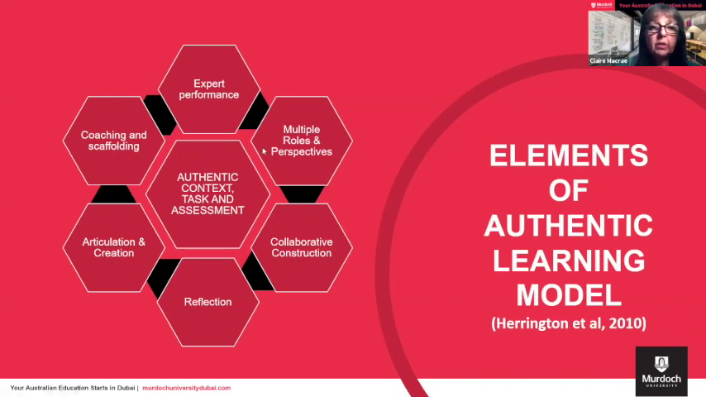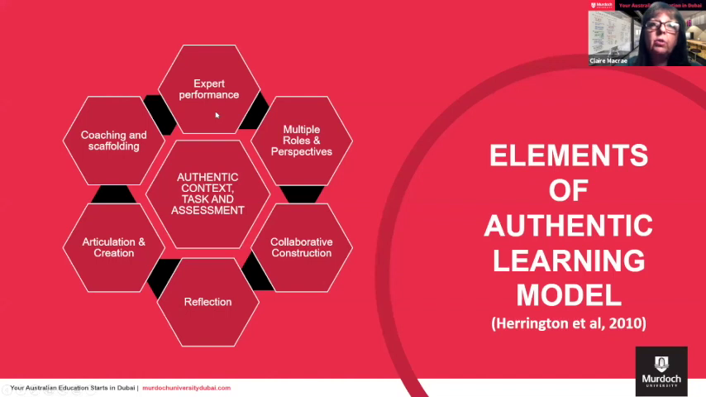So the model, just very quickly: in the center, you'll see authentic context, task, and assessment. So an authentic learning environment will have these three items, and I'm going to elaborate on those in a minute. They are at the core of the model and at the core of the learning environment. And then there are these 6 other elements of authentic learning on the outside. Very quickly, these include expert performance.